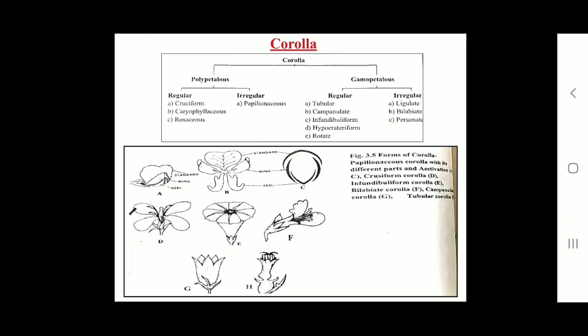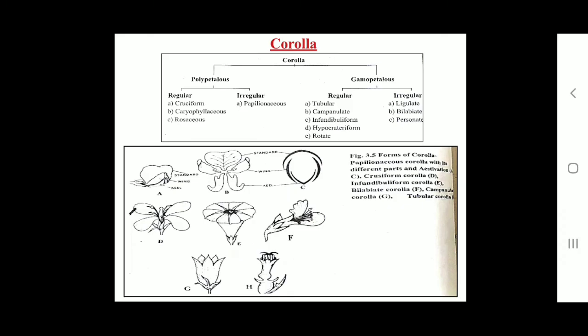Then next point, that is the perianth. Sometimes calyx and corolla are absent and only perianth represents accessory whorls in apetalous flowers of some dicots and monocots. The perianth whorl is called tepals, example tuberose. The tepals may be united or free, called gamotepalous or polytepalous perianth.